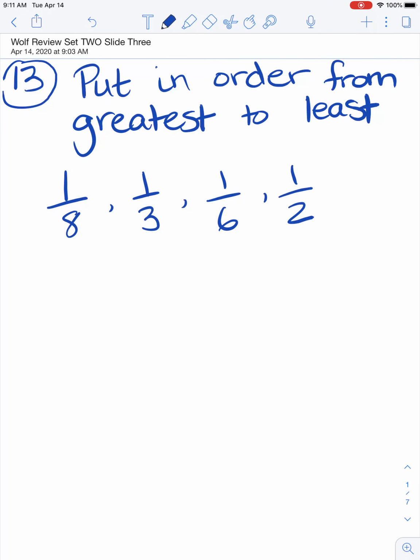All right, we are going to put in order from greatest to least. This is with review set 2, slide 3, sorry. All right, so I want you to remember what we say about denominators. The bigger the denominator, the smaller the piece, meaning the least it is, okay?